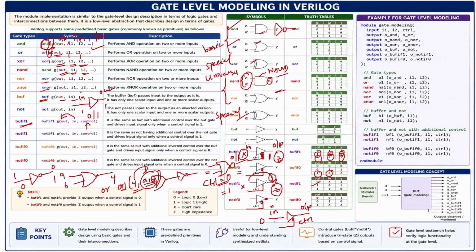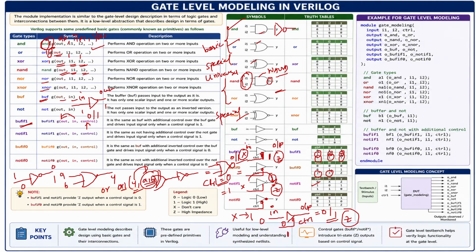Okay, input 0 you are giving, control signal is also 0, then your output should be 0. Control signal still 0, your input is 1 and my output is 1. Now control signal is changed to 1. Your input may be either 0 or 1, but I am getting the output as high impedance only. Yes. Okay, that is the buffer if.